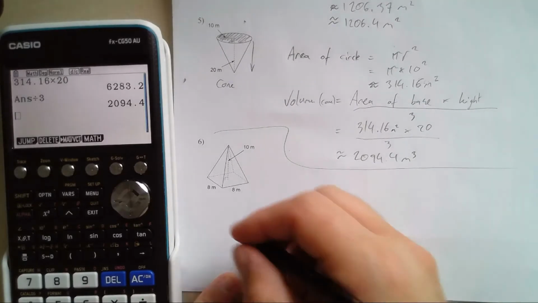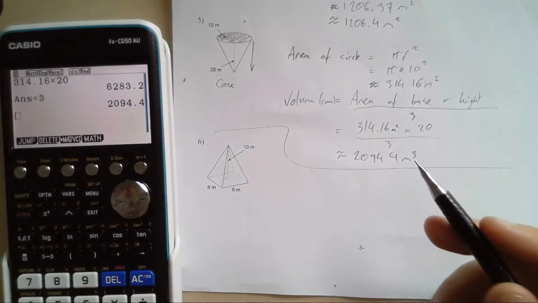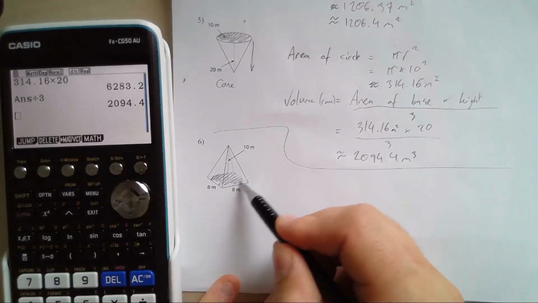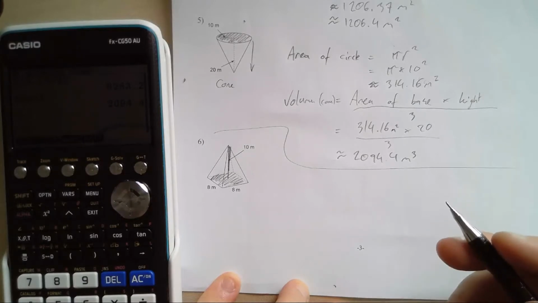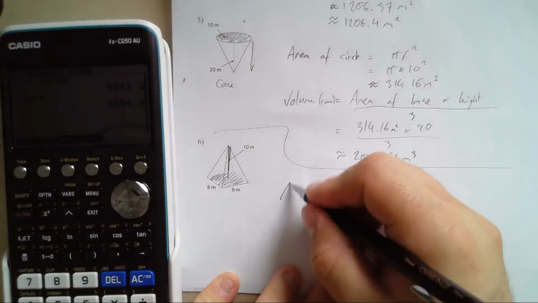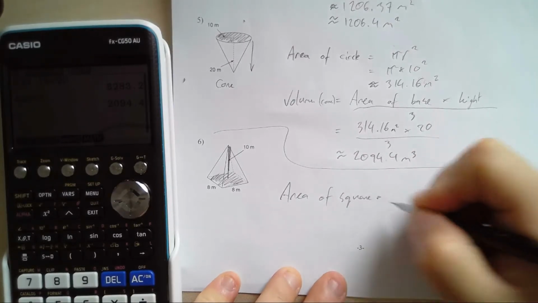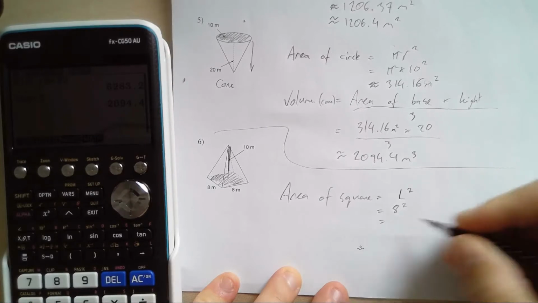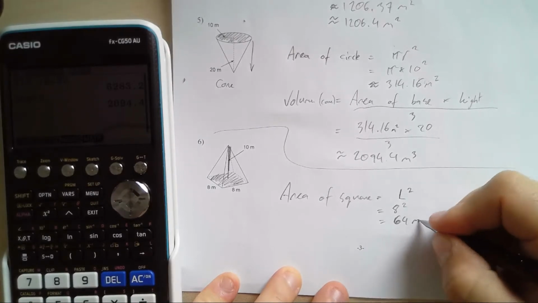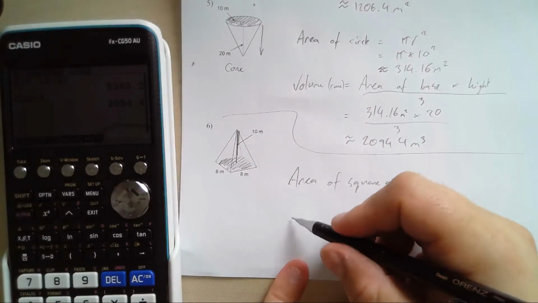Next one is a square-based pyramid, and it's the same deal as a cone actually. It's area of the base times by how high it is, and divide by 3. Easy. So area of square is length squared, which is 8 squared, which is 64. So the base is 64 square meters.